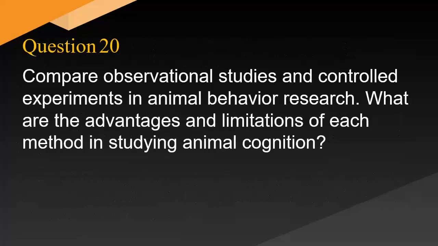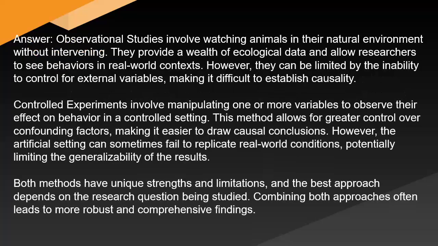Compare observational studies and controlled experiments in animal behavior research. What are the advantages and limitations of each method in studying animal cognition? Answer: Observational studies involve watching animals in their natural environment without intervening. They provide a wealth of ecological data and allow researchers to see behaviors in real-world contexts.